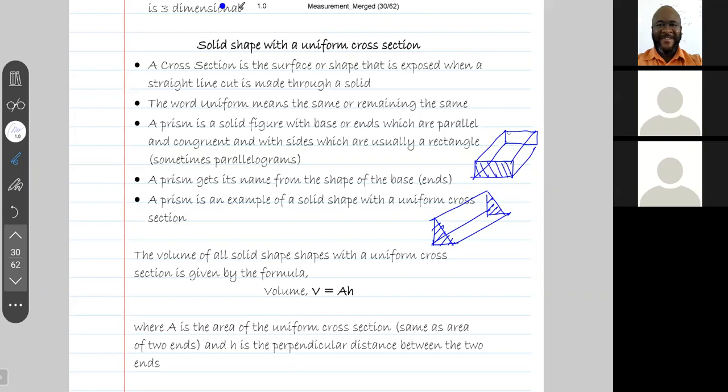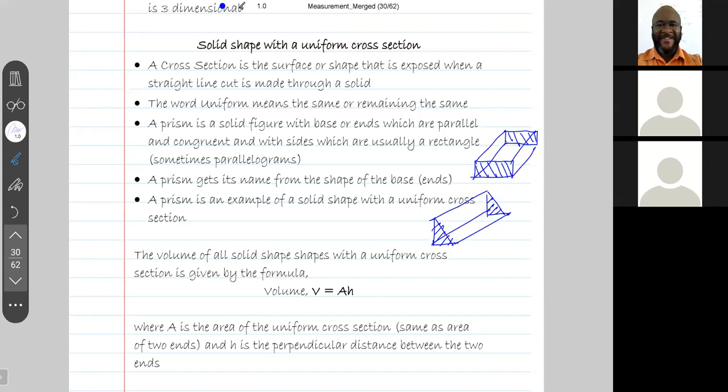So we say that this is a rectangular prism. Another name for the rectangular prism is the cuboid. Guys, a prism is an example of a solid shape with a uniform cross-section. So the triangular prism, the cuboid, the cube, the cylinder, those are examples of a solid shape with a uniform cross-section.